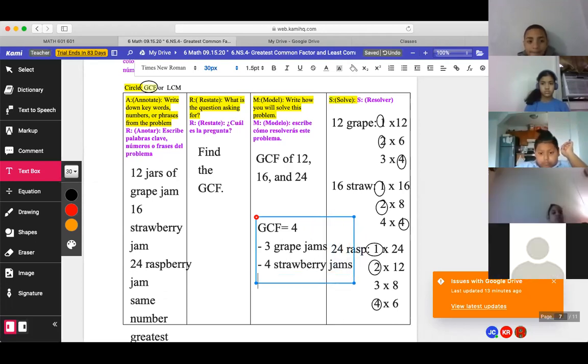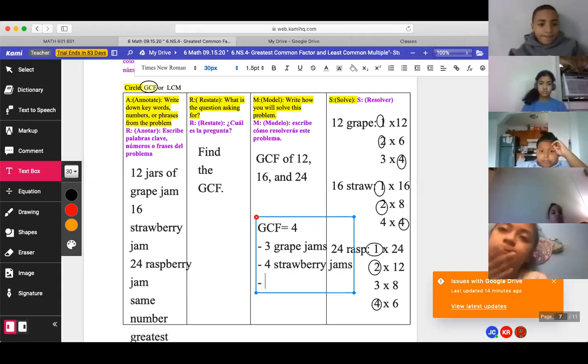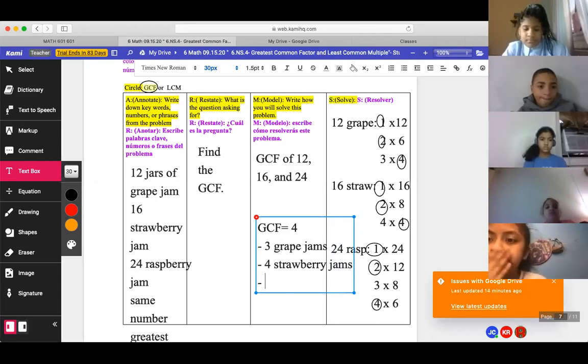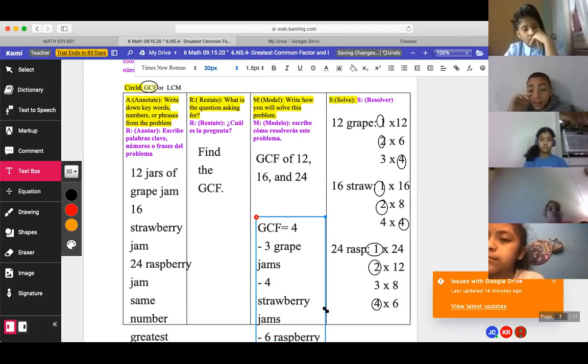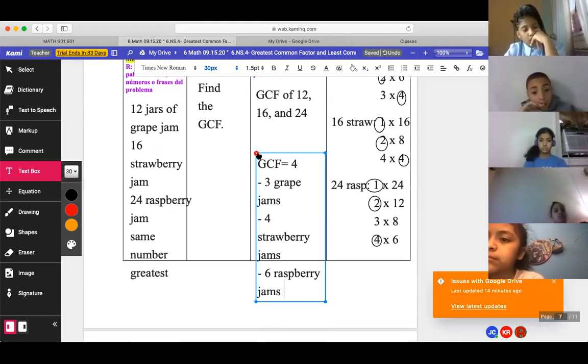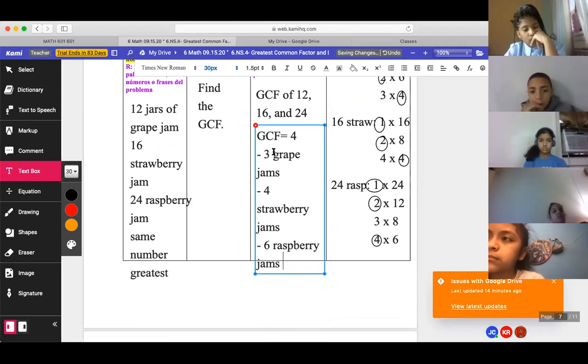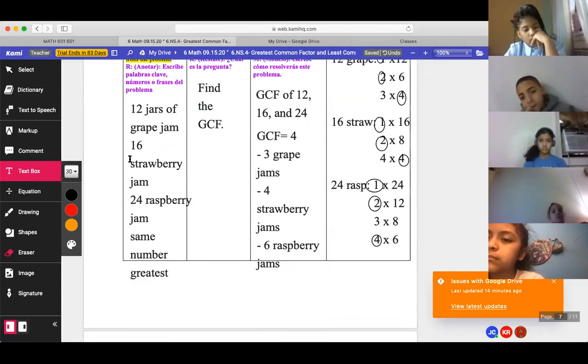And now we need the number 24. So 4 times what equals 24? 6. 4 times 6. Raspberry. Good, good. I appreciate those of you that are yelling it out. And since this is recorded, later on I'll go back and make sure that I give you credit. Don't worry about it. This is great. Fantastic. Good. Now we have to go straight down to the exit ticket.